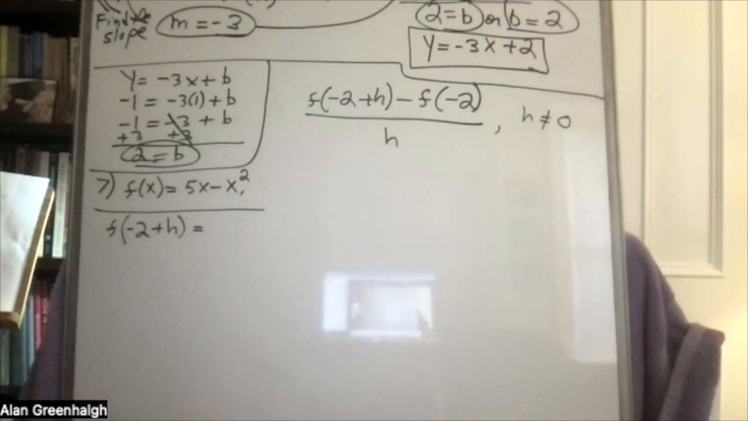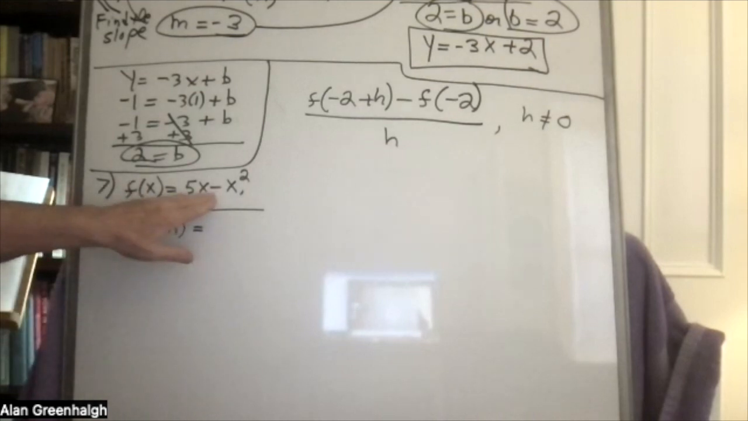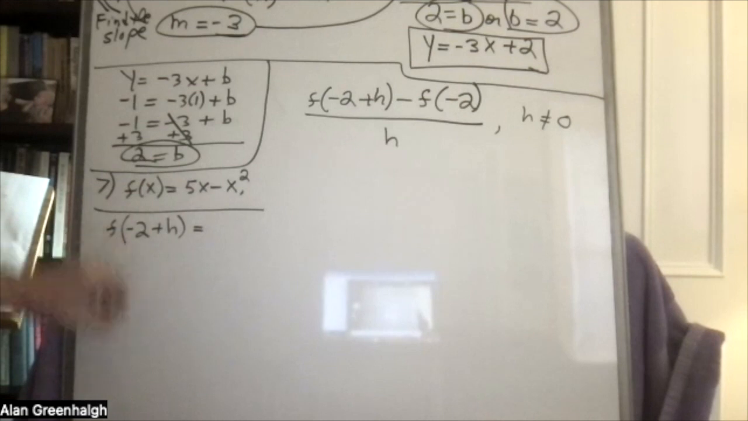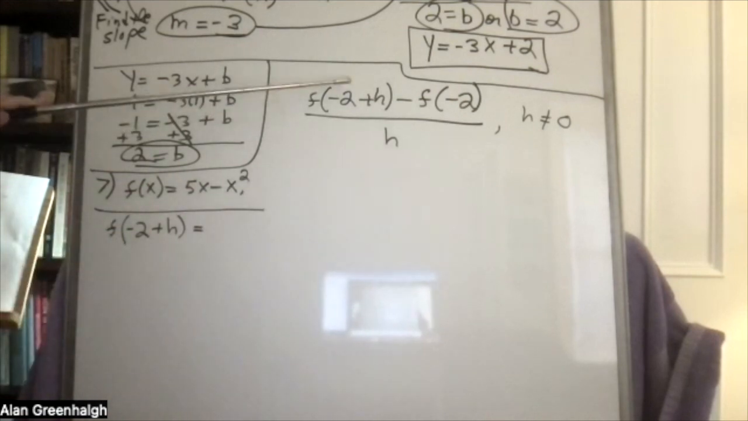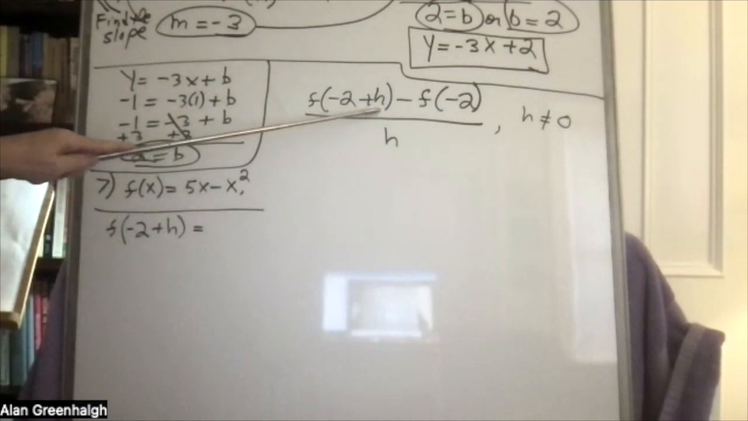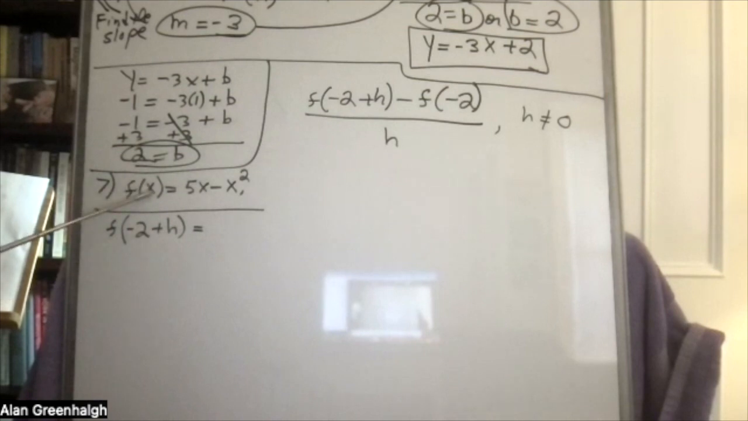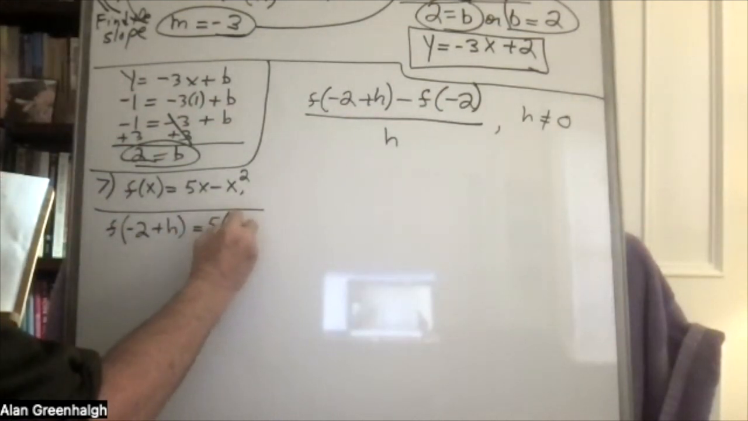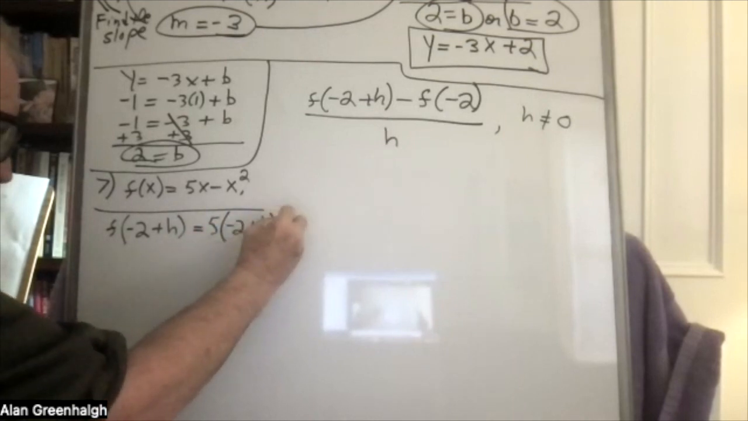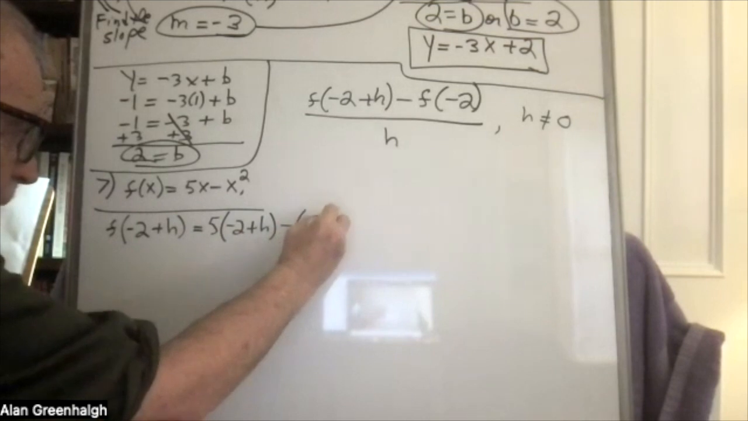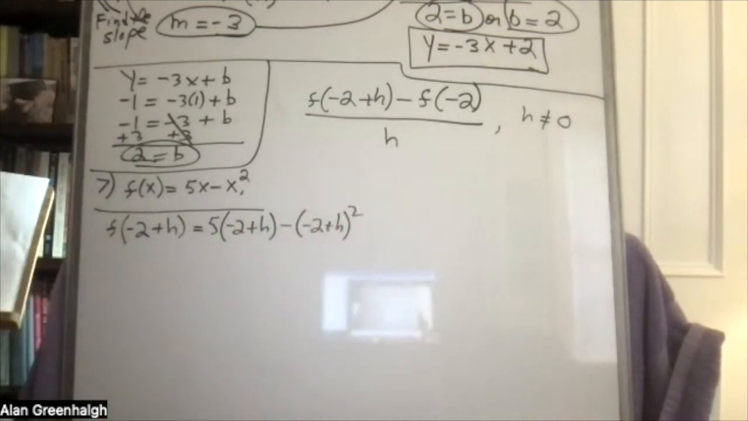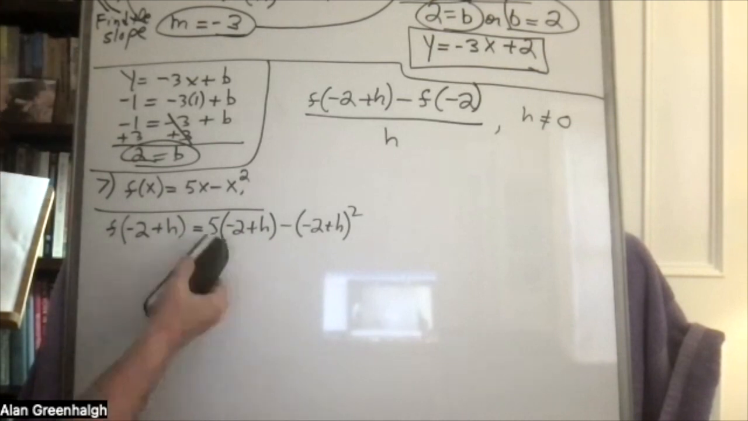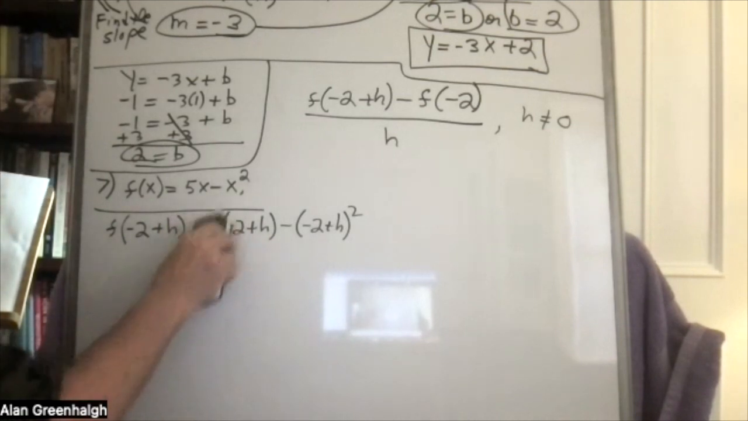That's what this means. This is the function we're using. And we want to find f of -2 plus h, so we go over here and substitute the -2 plus h in place of the x. Wherever you see an x in this expression, it's 5 times -2 plus h minus -2 plus h squared. I'm challenged when it comes to writing the number 5, obviously.